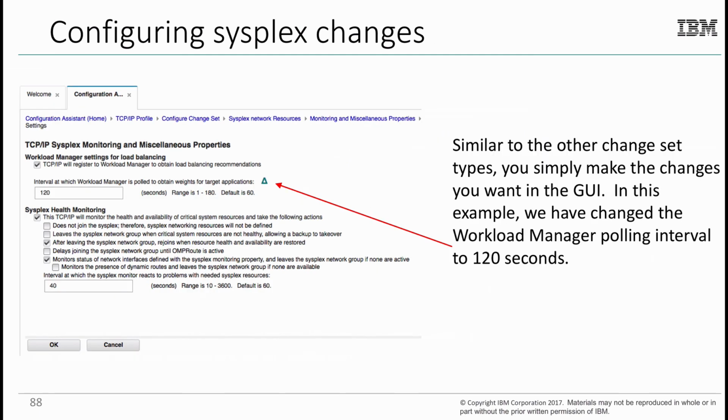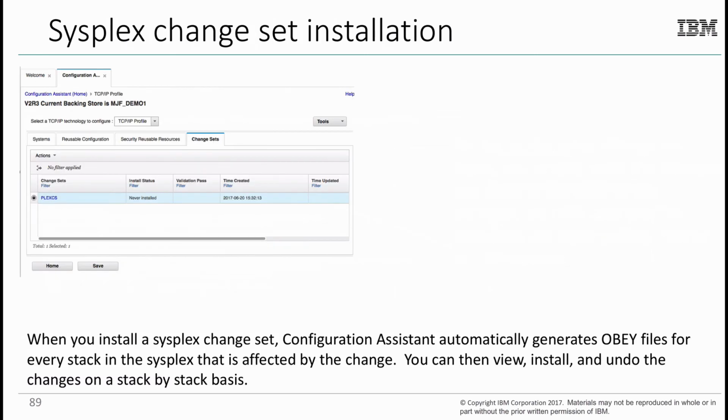In this example, I made a change in this change set editor. You can see up at the top from the breadcrumbs, we're in the configure change set for Sysplex network resources. And I'm changing the workload manager polling interval. It's been changed to 120 seconds from whatever it was before. You can see that there's a delta there telling you that it's been changed. So after we change the workload polling interval, we want to install this change to the Sysplex.